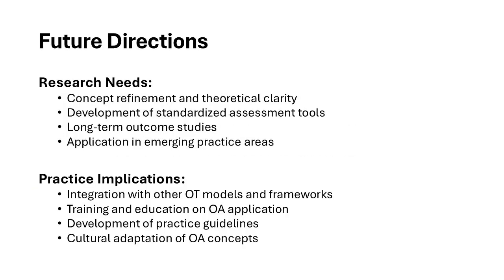What about the future for OA? Where does the research need to go? Based on that Walder analysis and other work, definitely continued concept refinement, really nailing down those definitions and boundaries. Okay. We absolutely need more standardized assessment tools. Further testing and validation of things like the relative mastery measurement scale are crucial. Right. Better ways to measure it. And we need more long-term outcome studies to see the lasting impact. Plus, exploring its application in those emerging practice areas is really important. Lots of work still to do, but a powerful framework.